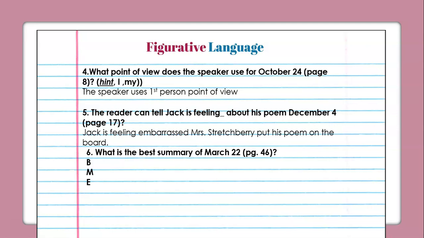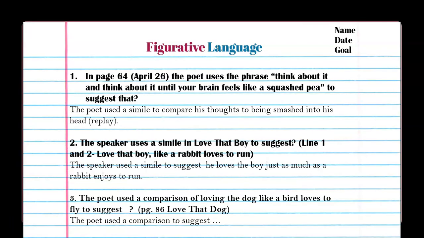So if you're finished with the questions, I will see you in the live. If you are not done copying the questions, you may pause the video now so that you can copy number 6. And I will see everybody in our live session.